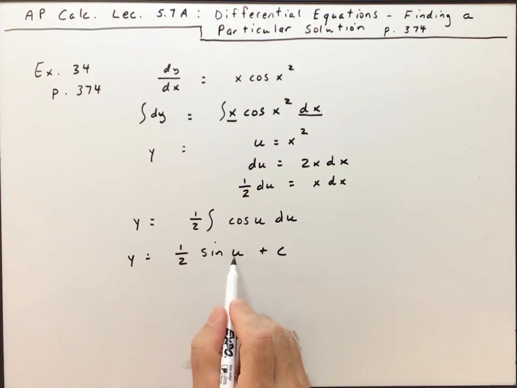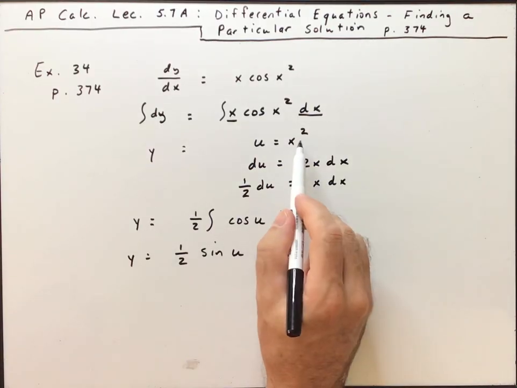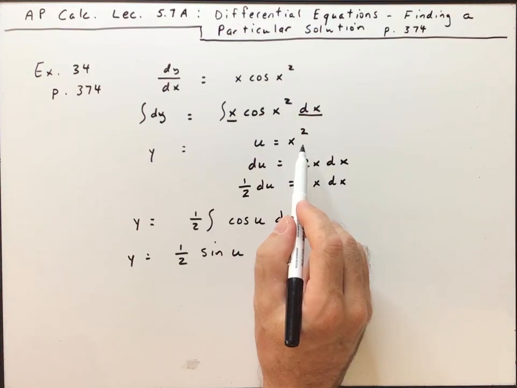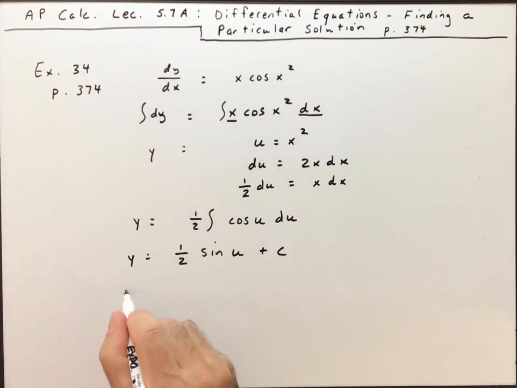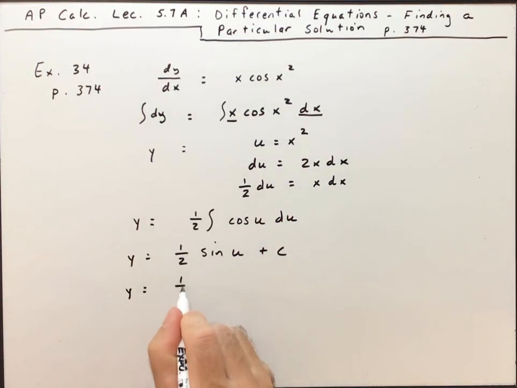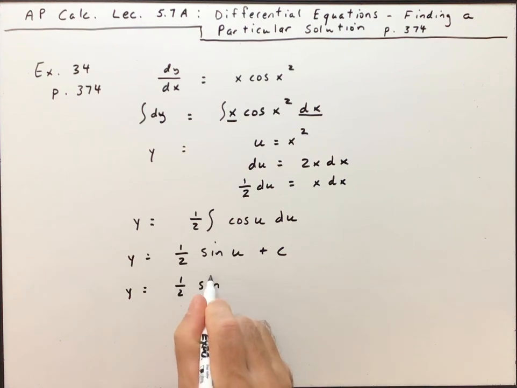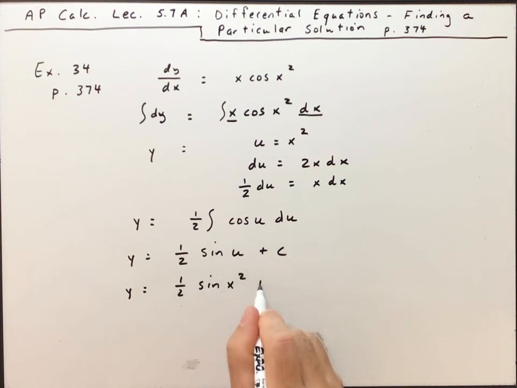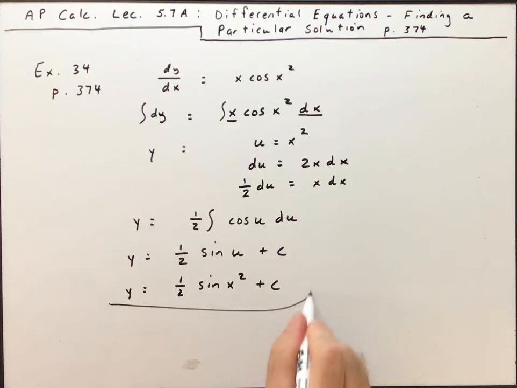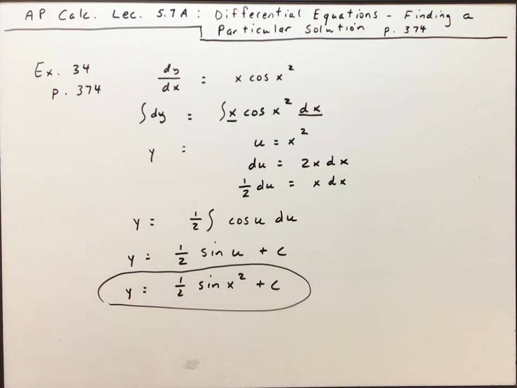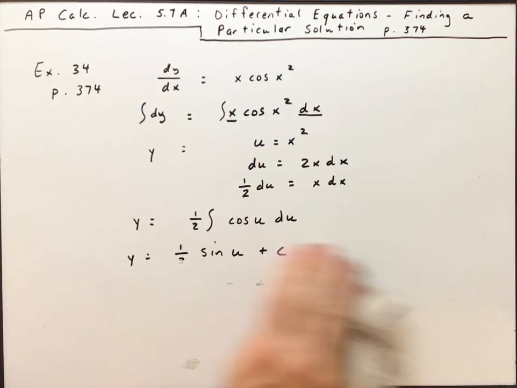So we need to substitute back in for u. We know that u is x squared. So we can say that y is equal to 1/2 sine x squared plus c. So that is our general solution. And of course, if we were given a point, we could plug in and get the particular solution. All right, that's a good one with a u substitution. To remind you how to do that, we did a lot of that in chapter 4.